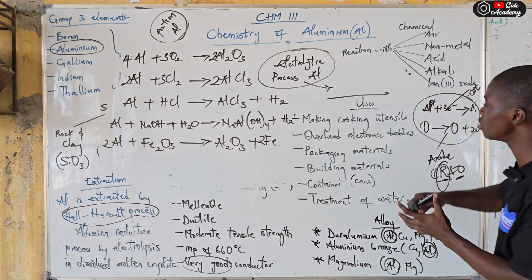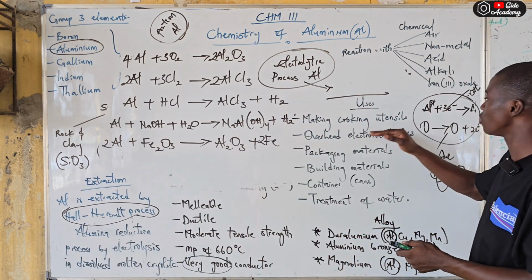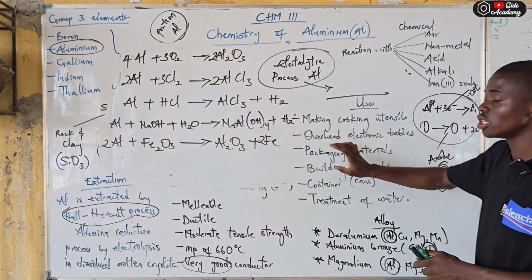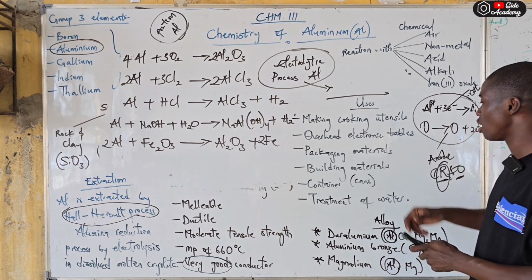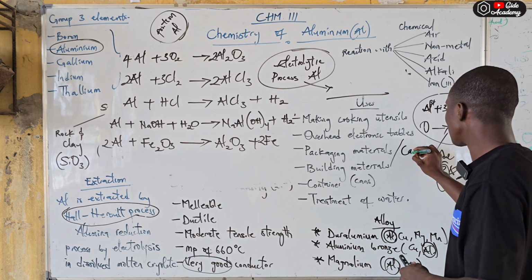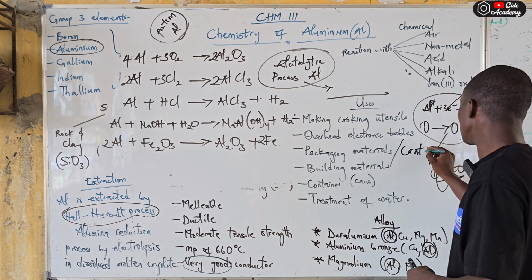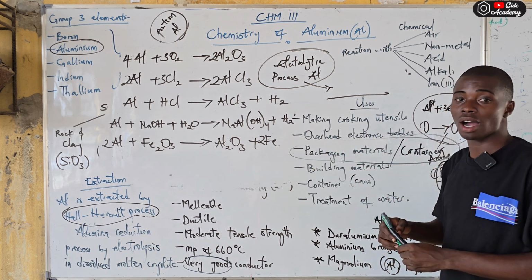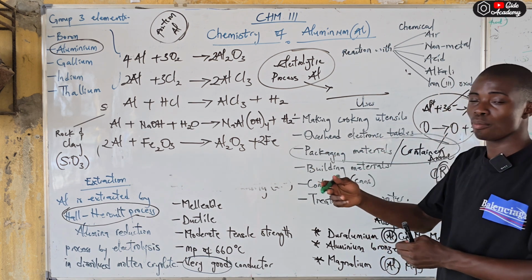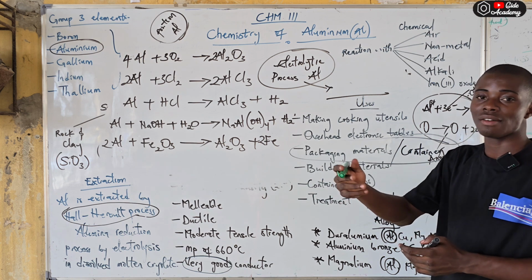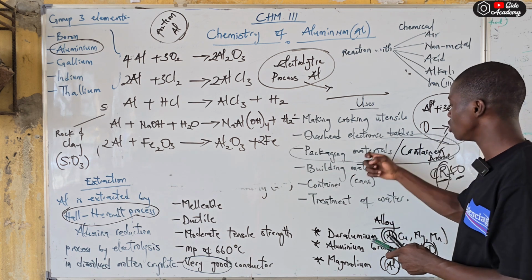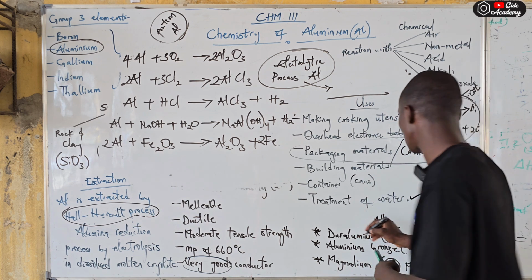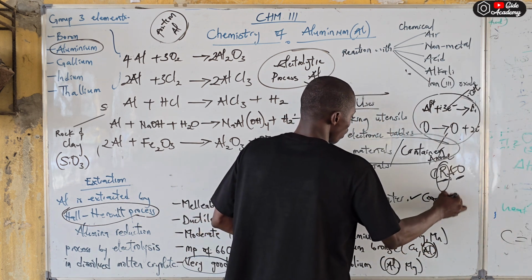And for the uses of aluminium, it is used in the making of cooking utensils. It is used for overhead electric cables. It is used as a packaging material. We can even call this a container. For example, our Milo cans, we have our Coke cans, all those ones, they are from aluminium. We have building material, and the last one here, it is used in the treatment of water called coagulation.